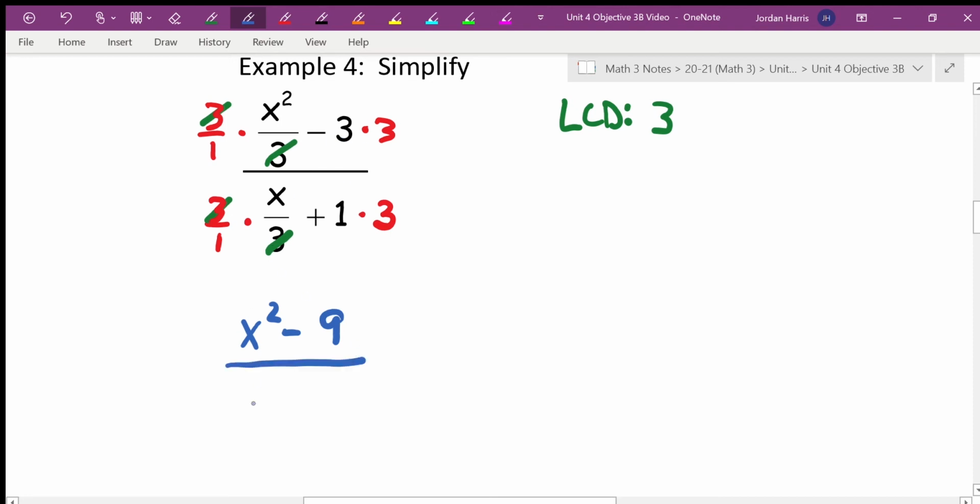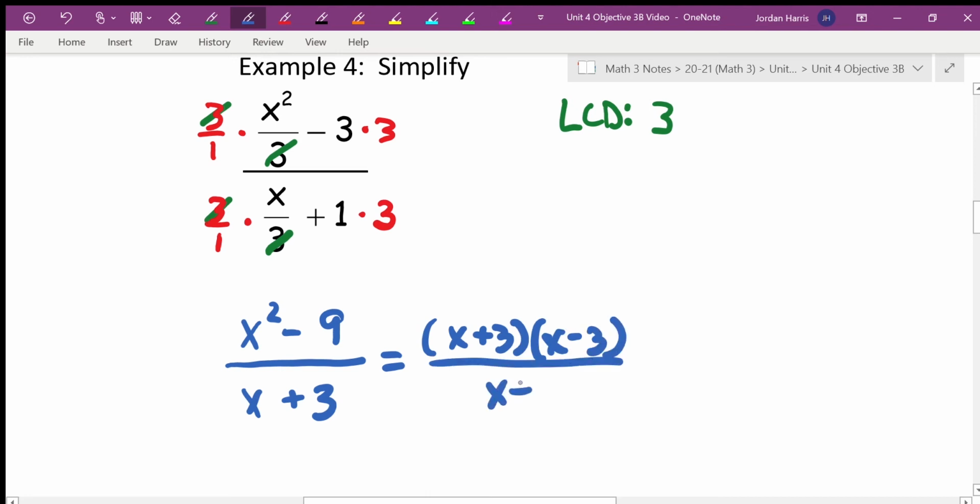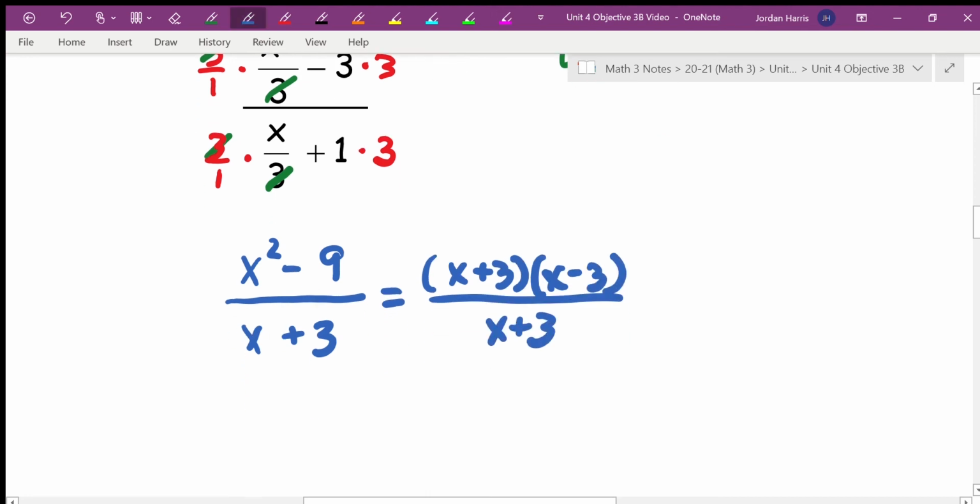over x plus 3. Now we're getting into things like our actual chapter, right? I gotta factor this. Remember, we can't cross things out that have glue, the pluses and minuses. We have to factor them. Now we have something that's exactly the same. So that's why the plus 3's simplify, and I'm left with x minus 3. Done.